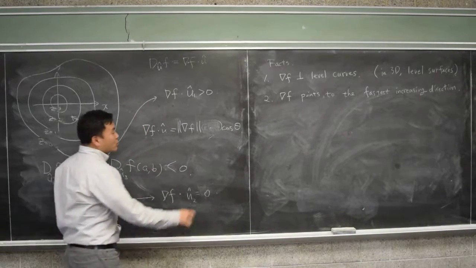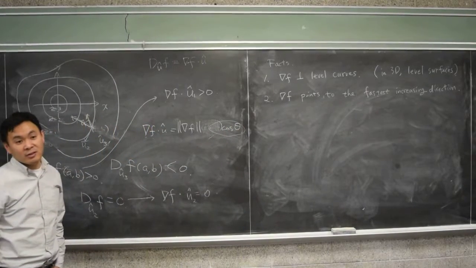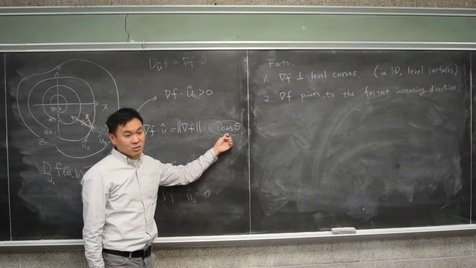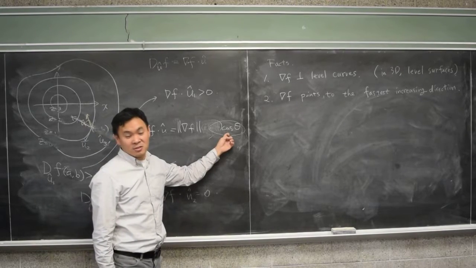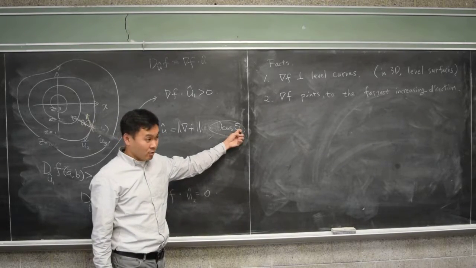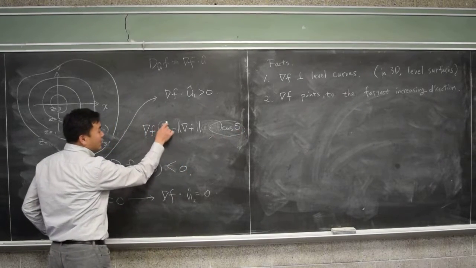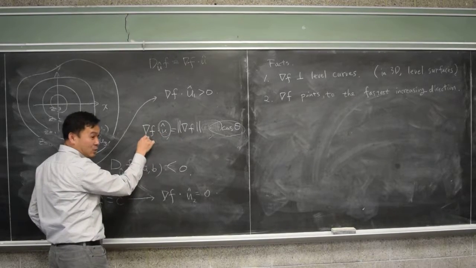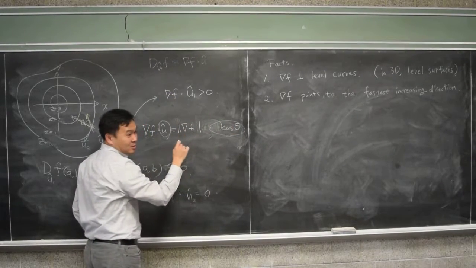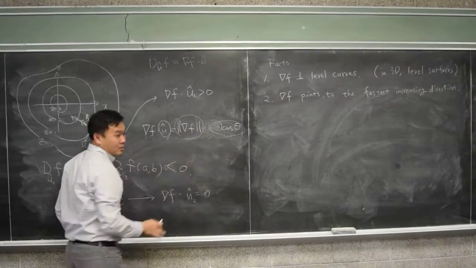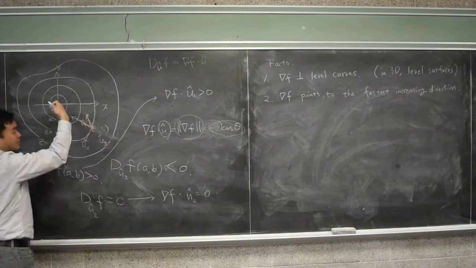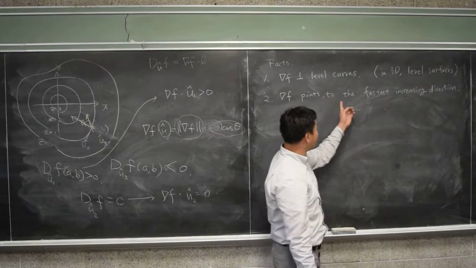Now, what's the maximum value of cosine theta? Can cosine of some angle be equal to 2? 3? What's the maximum value this can have? 1. Right? Now, when does this attain 1? For what angle? 0. So that means when your direction vector u is aligned with the same direction as the gradient of f, the directional derivative is maximized. And the maximum value is this one because it's this times 1. So that gives us two things. The direction of the gradient gives you the maximum. That's why the gradient of f points to the fastest increasing direction.